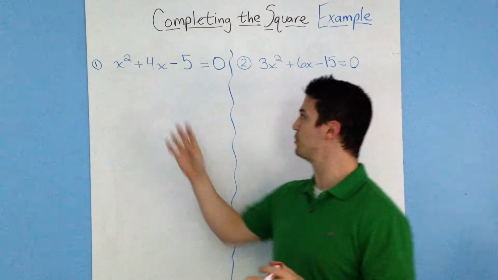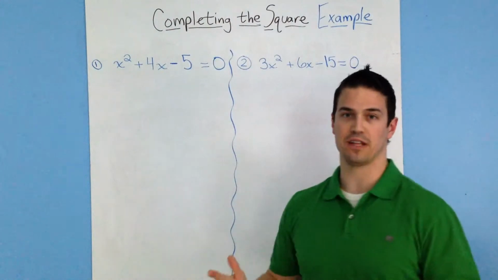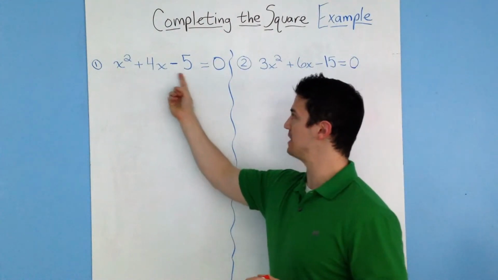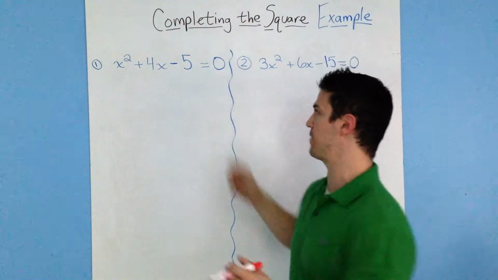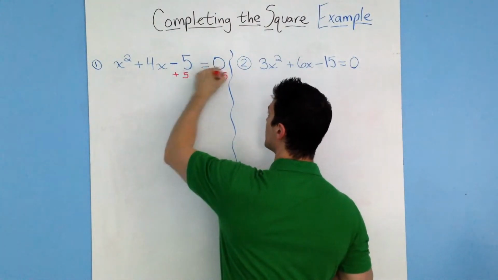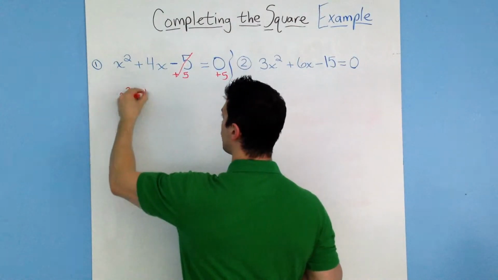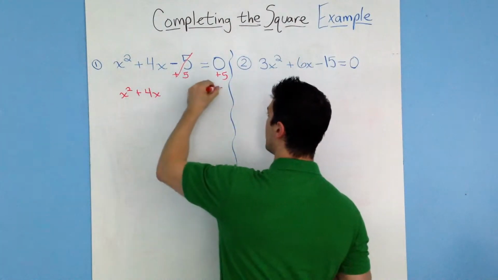The first thing you're going to want to do is get all the terms with x's in them on one side and put everything else on the other side. So for this right here, this minus 5 doesn't have an x, so I'm going to put it on the other side by adding 5 to both sides. So this is going to cancel, and you'll end up with x squared plus 4x is equal to 5.